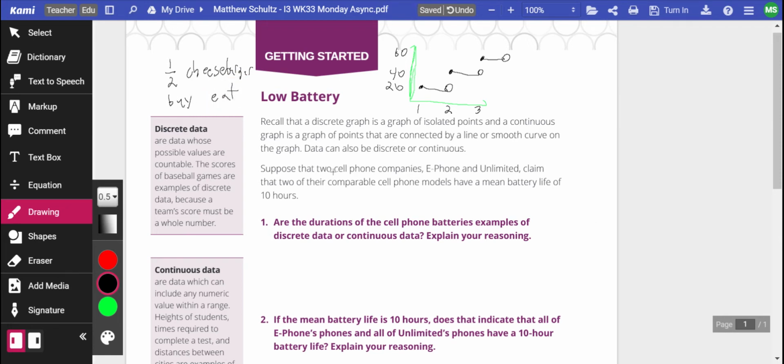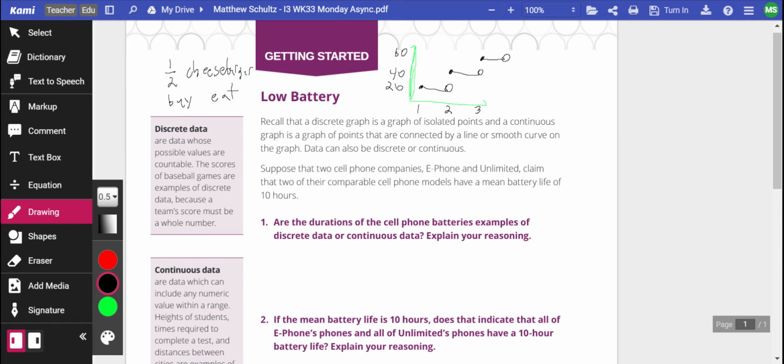Suppose that two cell phone companies, ePhone and Unlimited, claim that two of their comparable cell phone models have a mean battery life of 10 hours. Are the durations of the cell phone batteries examples of discrete data or continuous data? Explain your reasoning. Well, it should be continuous. Let's give you a second now to figure out why in 5, 4, 3, 2, 1.